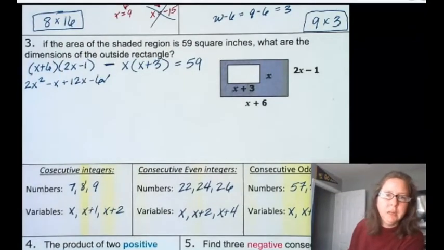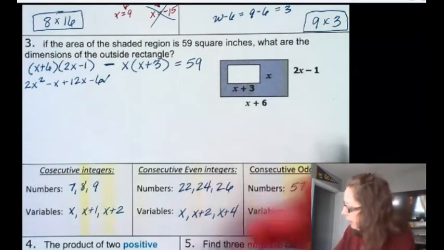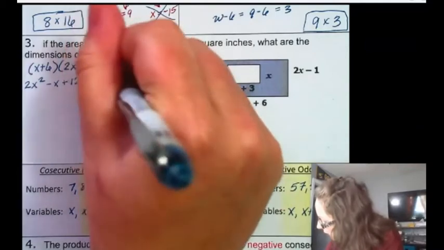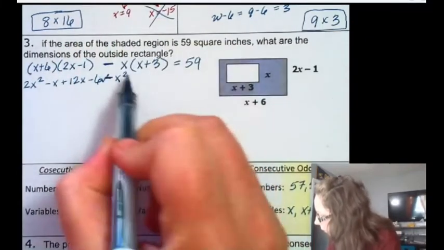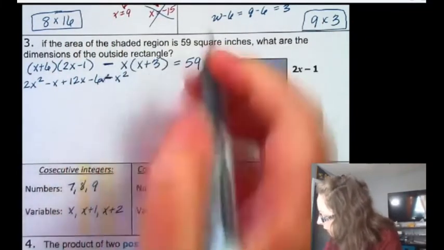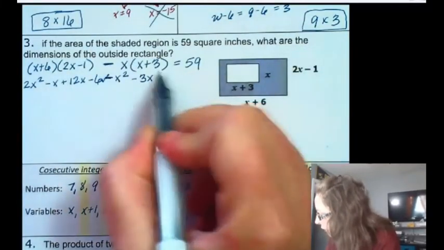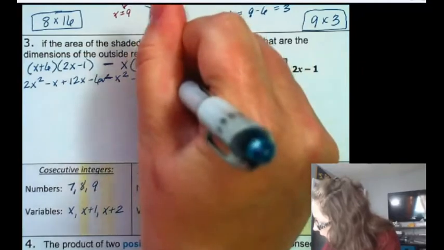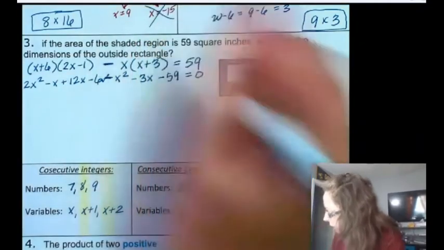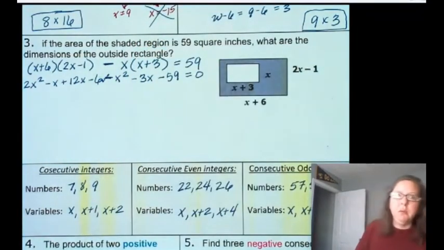Now let's do the next one. Negative x times x is negative x squared. And then negative x times 3 is negative 3x. And I'm going to go ahead and subtract over my 59. And so now all of that hot mess equals 0.